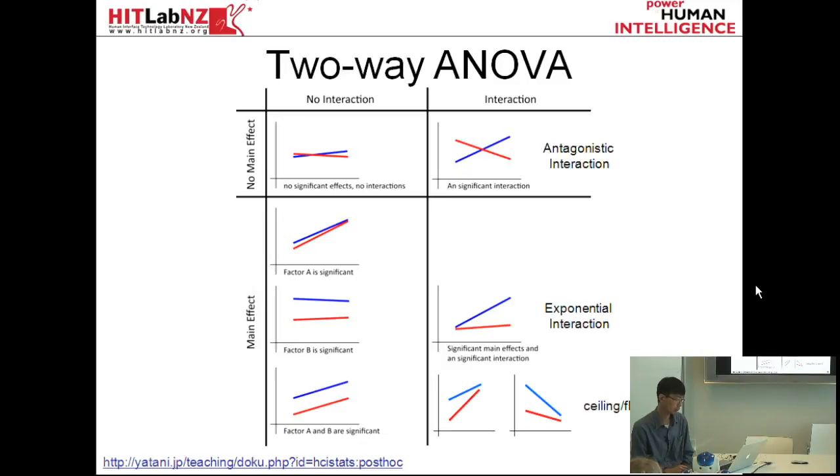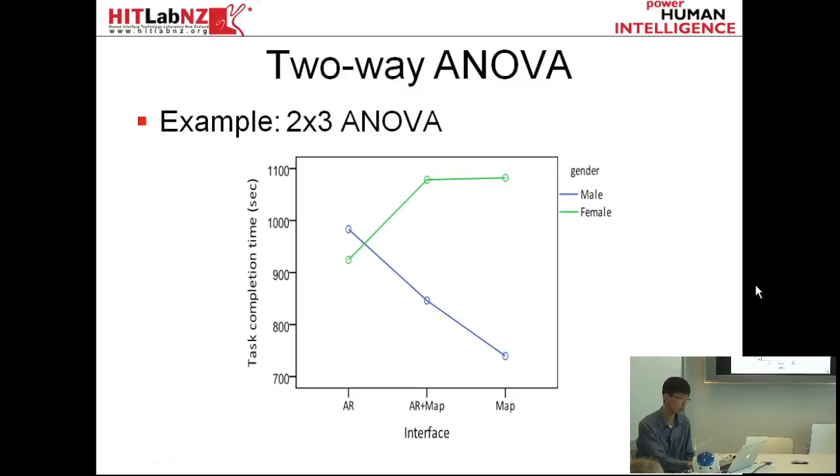You can write up the conclusion pretty much the same way as you did for one-way ANOVA for each of the main effects. Which means if you had a two-way ANOVA for this case, and the p-value was significant in terms of gender, then you can say there was a significant difference between the genders. Or if the p-value was significant for the type of interface, then you can say there was a significant difference between the interfaces and so forth. So those are the main effects. But the interesting thing that we'll have to look at here is the interaction between the two.